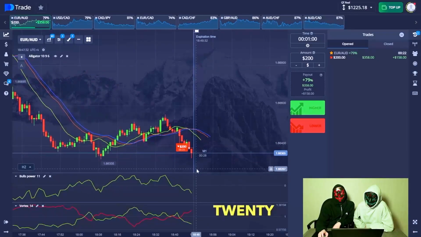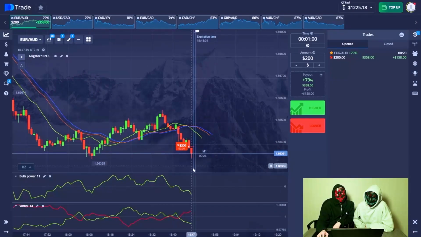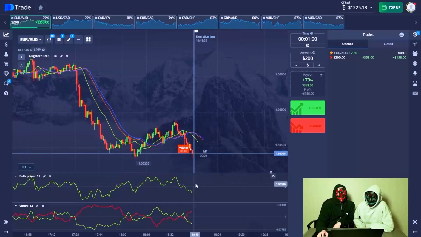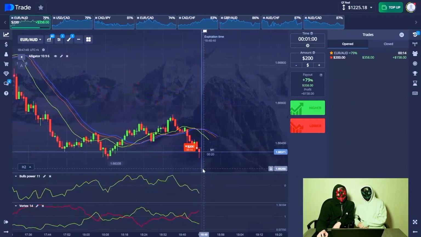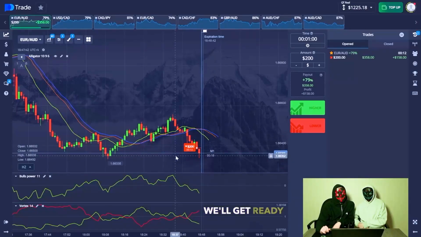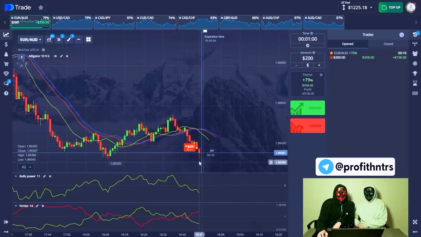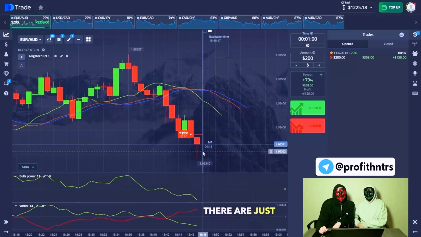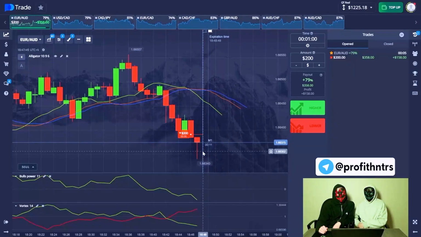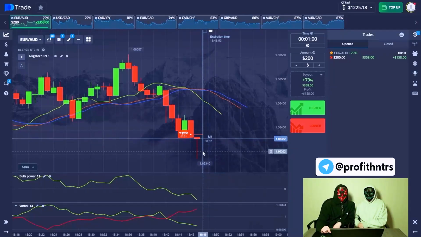There are literally 20 seconds left. A strong shadow is there, present. Now we'll get ready to complete the trade. There are just a few seconds left. $158 is credited to our account.